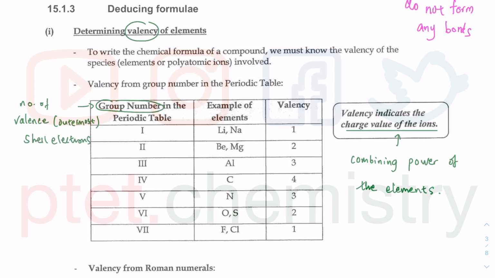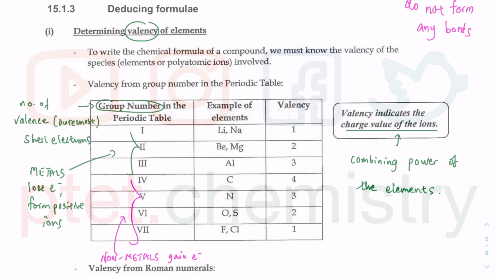Group 1 has one outer shell electron, and of course groups 1, 2, and 3 are what you call metals, and metals like to lose electrons. When they lose electrons, they form positive ions called cations. On the other hand, you have groups 5, 6, and 7. These are the nonmetals. The nonmetals like to gain electrons, so they will form negative ions.